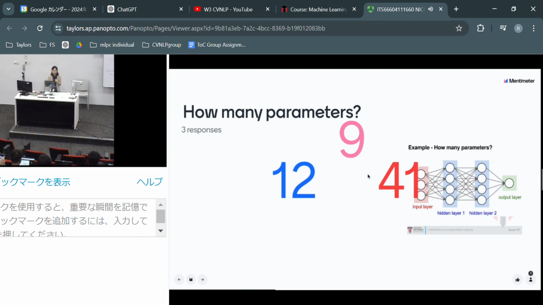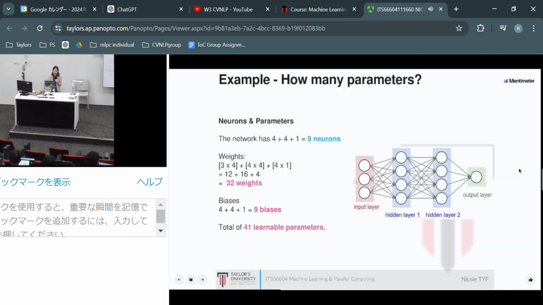In order to calculate the total number of neurons in this neural network, this network has 4 plus 4 plus 1. There are altogether 9 neurons. The 3 in red are not considered as one perceptron or one neuron because they don't have an input. They are the inputs themselves. Okay. In order to calculate the weights, we take 3 by 4, 4 by 4, 4 by 1. Together, we have 32 weights plus 9 biases, and therefore there are altogether 41 learnable parameters.